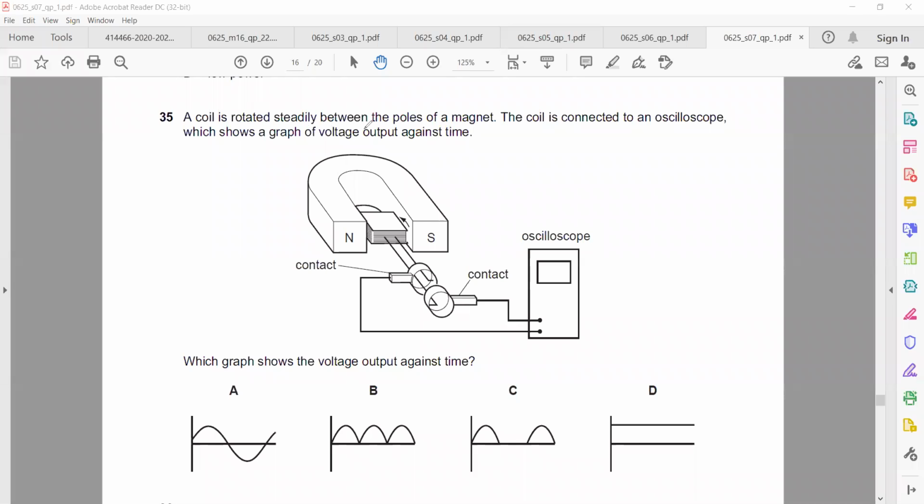A coil is rotated steadily between the poles of a magnet. The coil is connected to an oscilloscope. Which diagram shows a voltage against time graph for an AC generator? So A is the right answer for this.